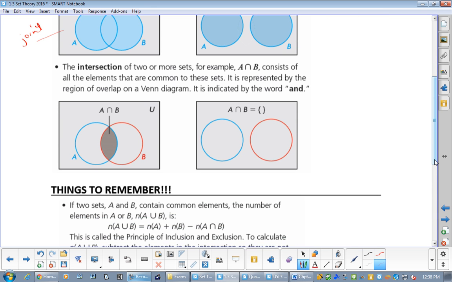Now, the intersection of A and B is the football, right? Remember, this means "and". What's A and B? The football. In the second example, what is A and B? What is clubs and spades? Nothing. So it will be the empty set.